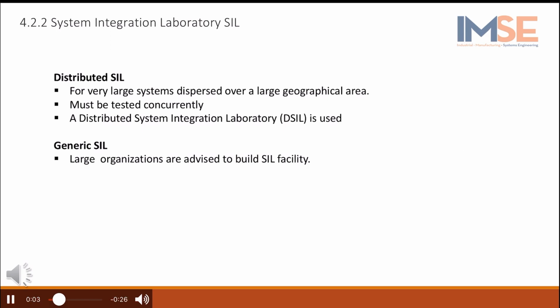There is also the distributed SIL. It's for very large systems dispersed over a large geographical area and must be tested concurrently. A distributed system integration laboratory is used. In addition, there is the generic SIL. Large organizations are advised to build a SIL facility.